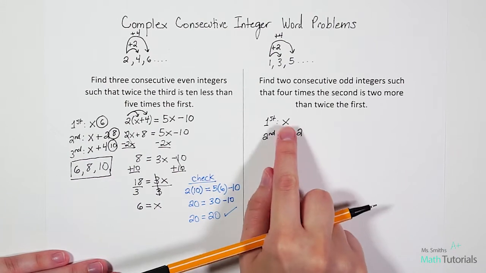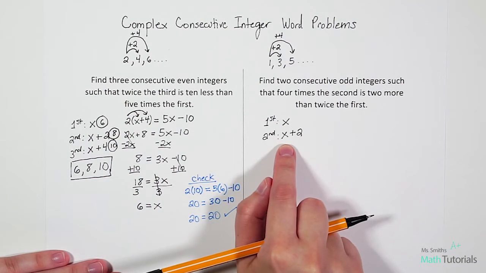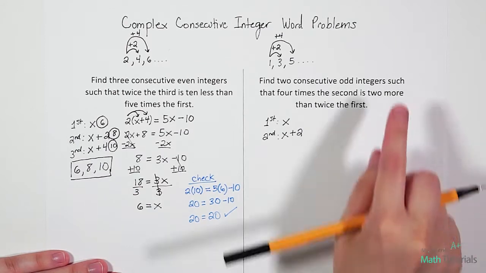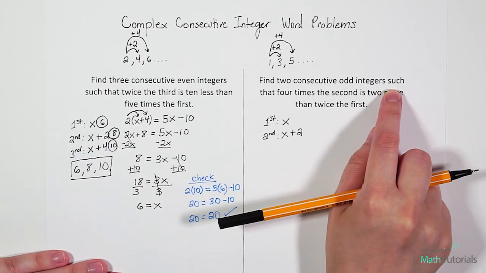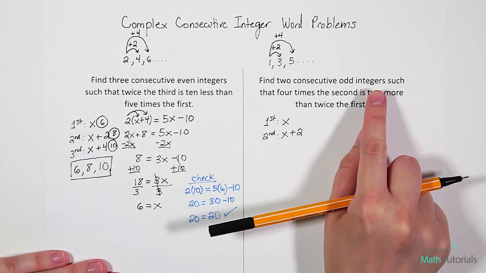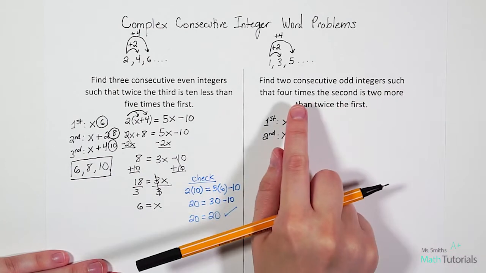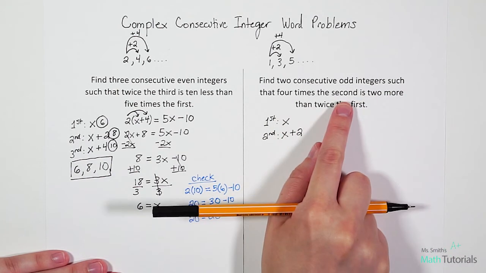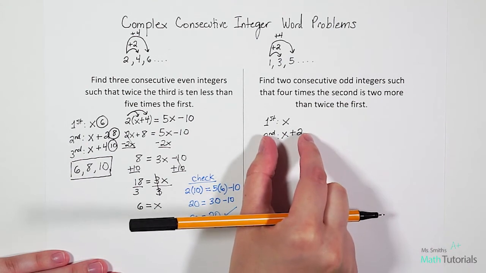Okay, so now that we've got our setup with our first 2 numbers, let's look at our such that, because that's going to tell us what to do with these numbers. So 2 consecutive odd integers such that 4 times the second. Okay, well, who's the second? That's our x plus 2.